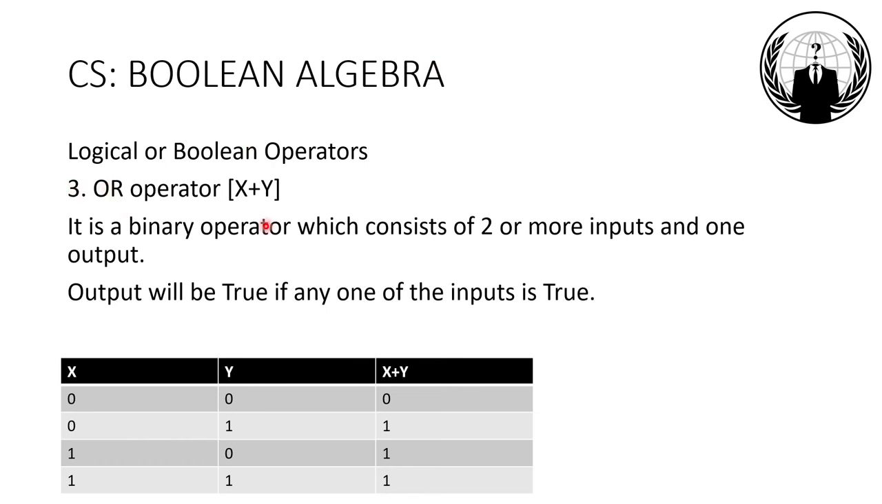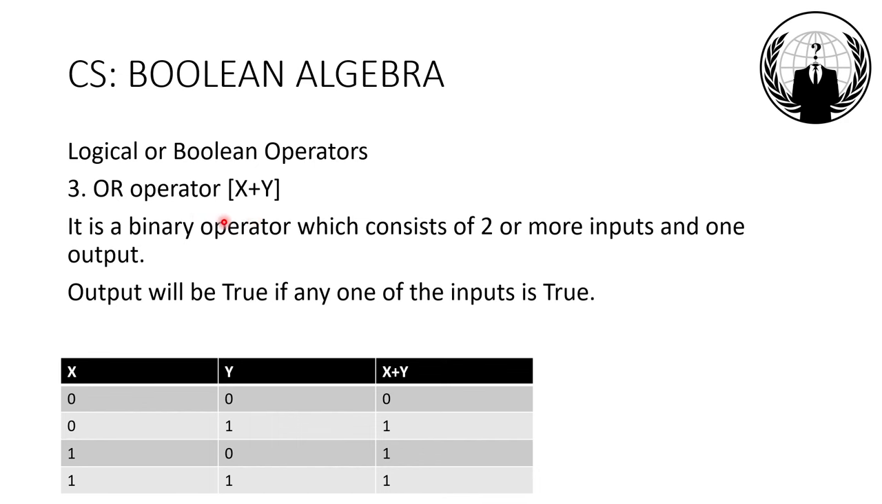Now here comes the OR operator, or the summation or addition operator. It is a binary operator also, which consists of two or more inputs and one output. The output will be true if any one of the inputs is true. In this case, if any one of the inputs is true, then the output will be true. Like here we can see 0, 1, the output is 1. 1, 1, the output is also 1. 1, 0, the output is even 1 also. And there is only one case, when all the inputs are false, where the output will be false in the case of the OR operator.